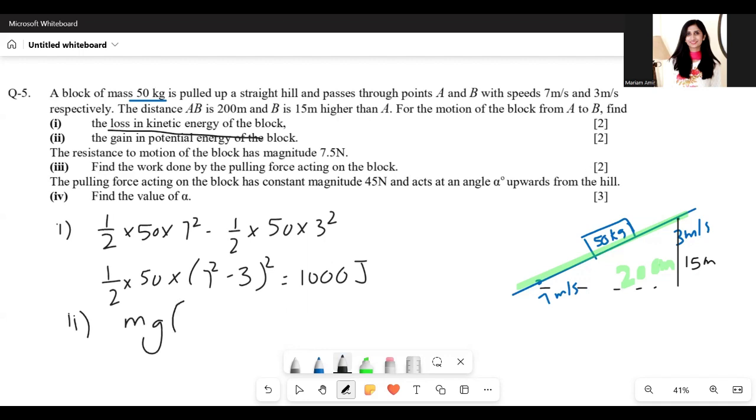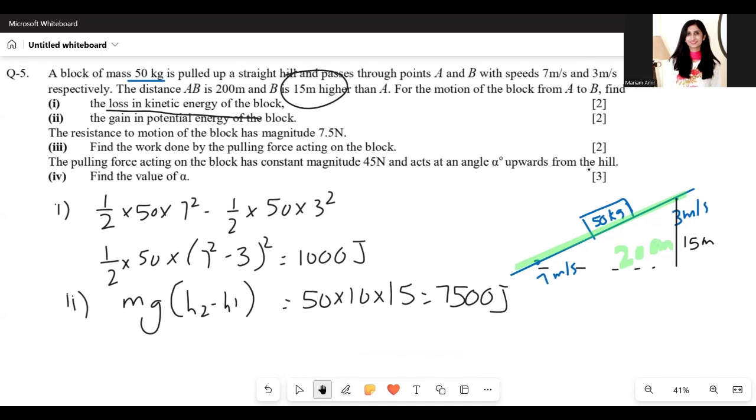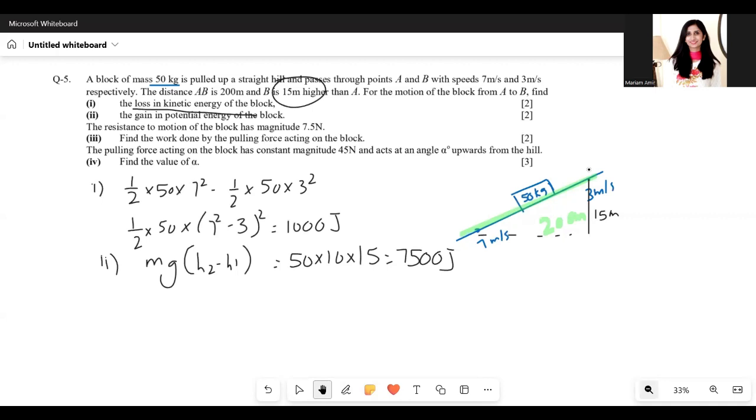Then in part 2, we have to find the gain in potential energy, which is again mg times the difference of height. Okay, m is 50, gravitational acceleration is 10, and the difference in height is 15. This gives us 7500 joules.